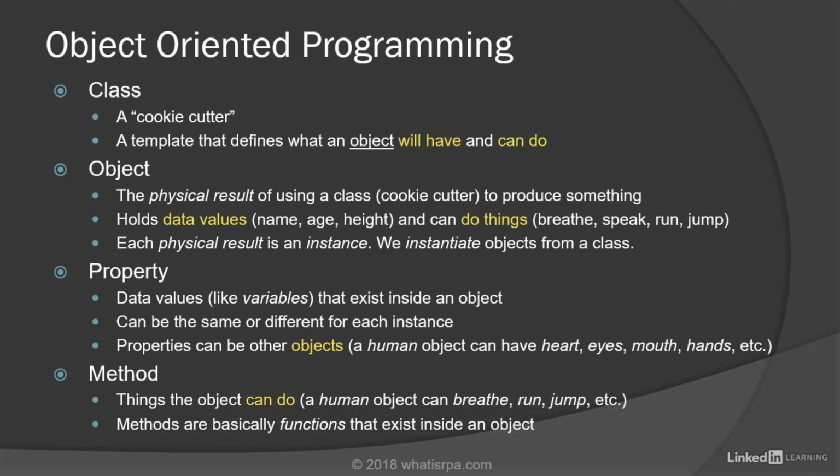So when we create a procedural program that starts on line 1 and works its way through the program, we talk about the program having things like variables and functions. Whereas when we take those same concepts and wrap them up inside an object, we instead call them properties and methods.